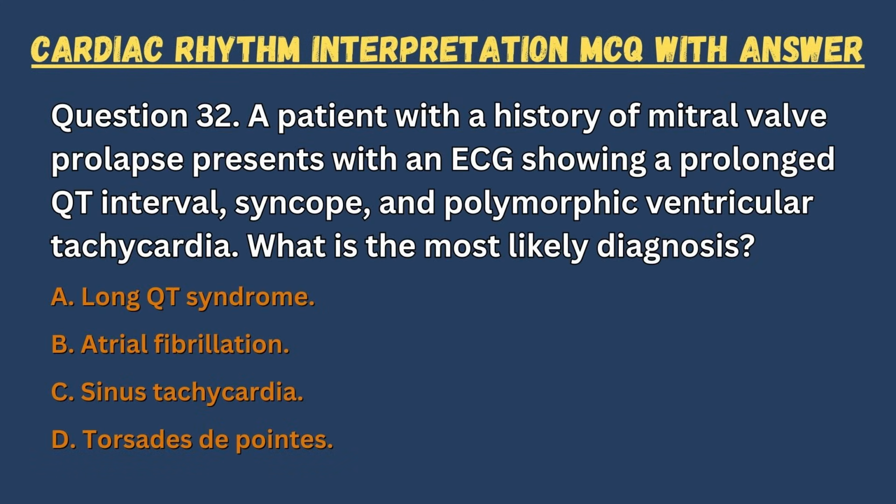Question 32. A patient with a history of mitral valve prolapse presents with an ECG showing a prolonged QT interval, syncope, and polymorphic ventricular tachycardia. What is the most likely diagnosis? A. Long QT syndrome. B. Atrial fibrillation. C. Sinus tachycardia. D. Torsades de pointes.